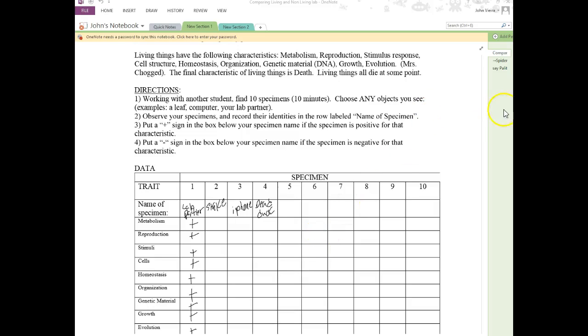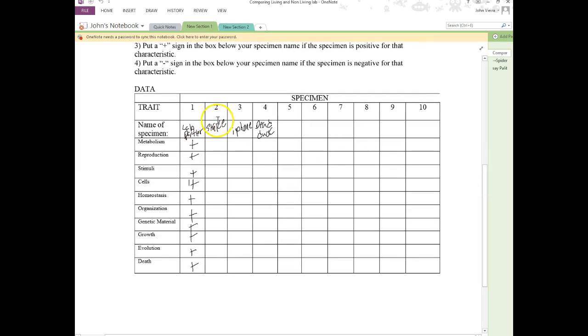So in order to complete this assignment, you guys should have picked 10 specimens. Okay? All the 10 specimens should be written right here. If they're living specimens, then they should have pluses all the way down, like your lab partner. A snake should be all the way down.